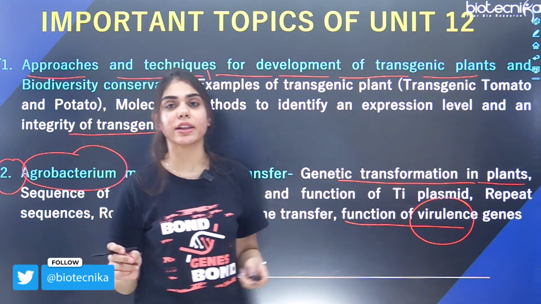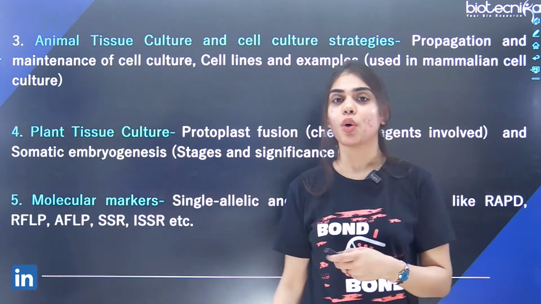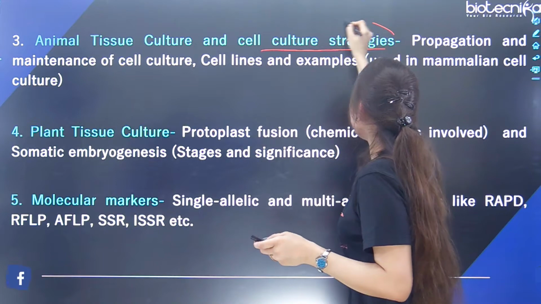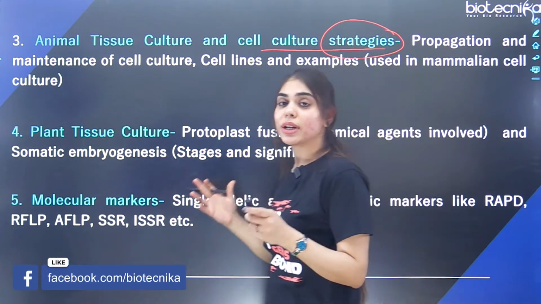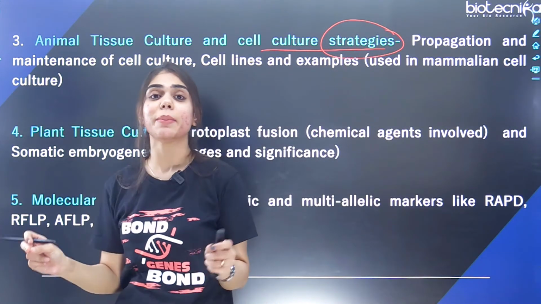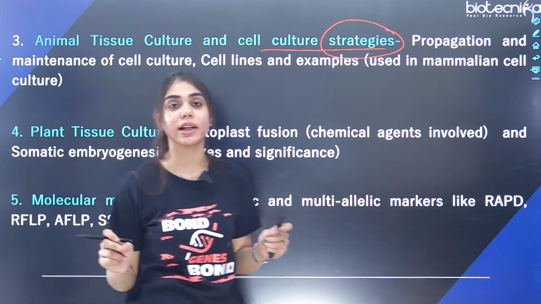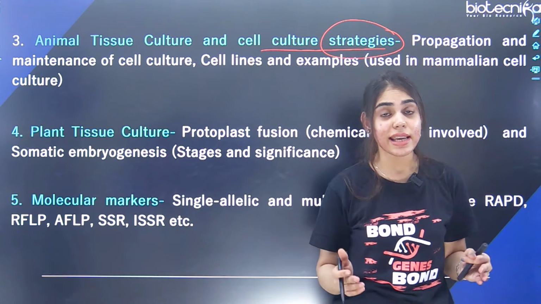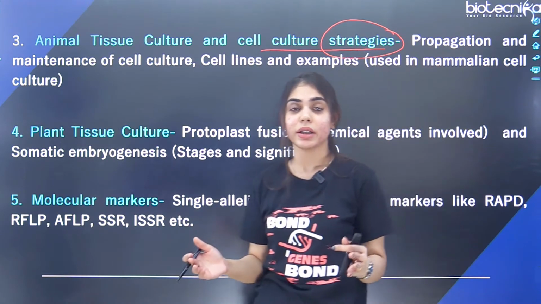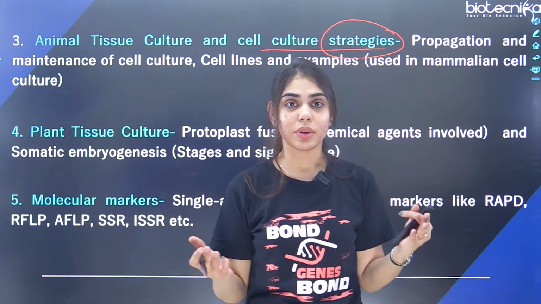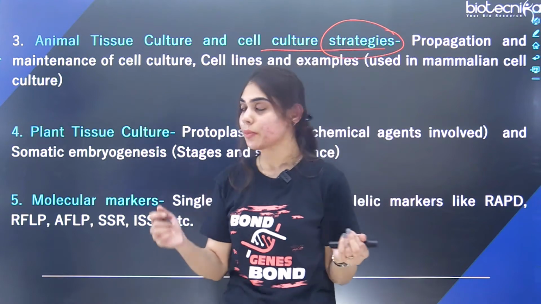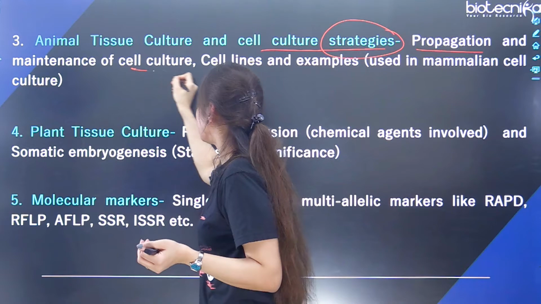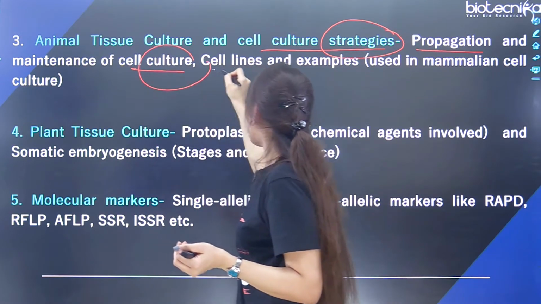So now let's see other topics. Topic number 3 over here is animal tissue culture and cell culture strategies. Here you need to focus on the cell and tissue culture media. You should be thorough with the basic terminologies: cell culture, primary culture, secondary culture, passaging of cells, what is anchorage dependent and non-anchorage dependent, what is the microcarrier culture system, macrocarrier culture system, and also the propagation and culture maintenance of cell culture, how passaging is done, and what cell lines are.